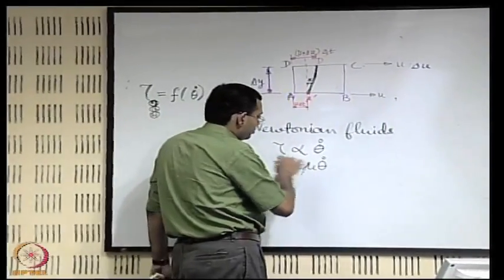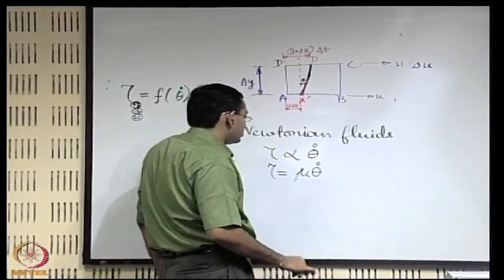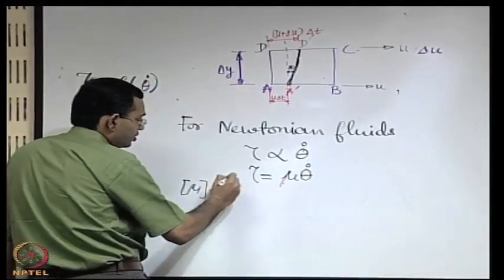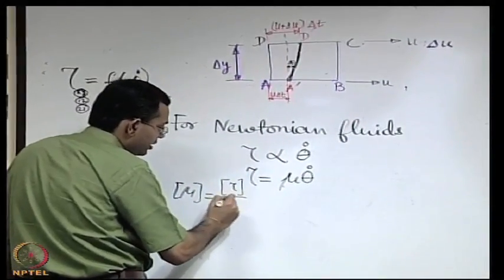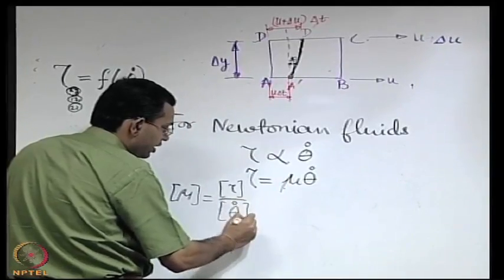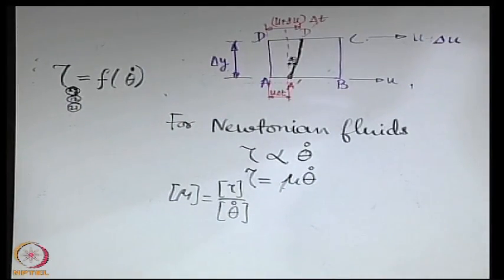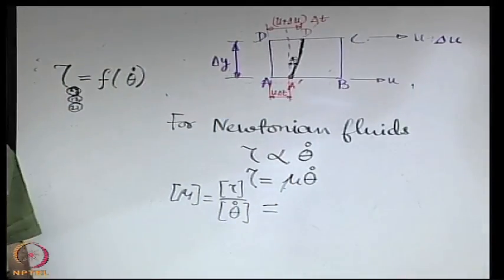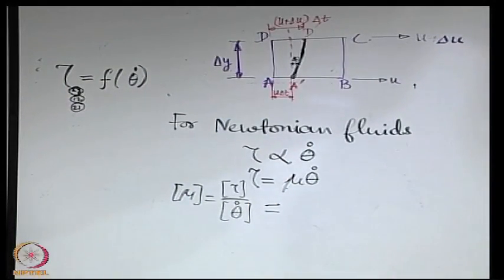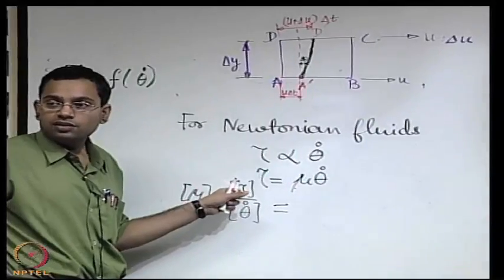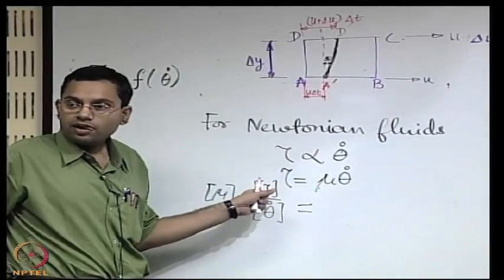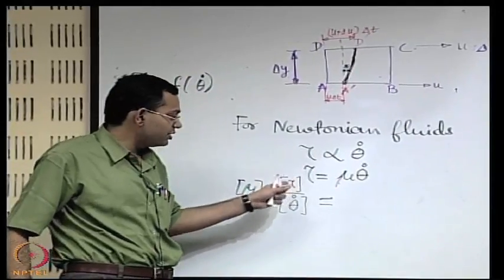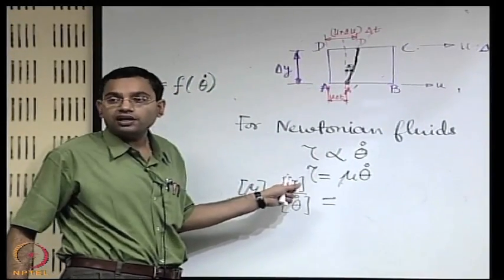So if we try to identify the dimensions of the viscosity, it is a dimension of shear stress divided by the dimension of the rate of angular deformation. Let us write it in the MLT dimension. This is stress, so force per unit area, right? Force is mass into acceleration. So you tell me what this should be, whatever you tell I will write that.